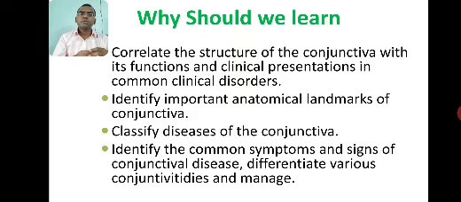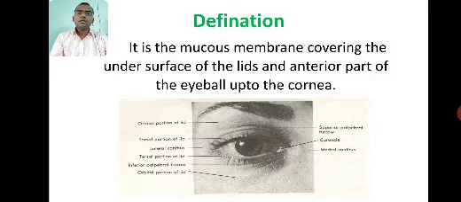We will start with the definition of the conjunctiva. While studying the anatomy of the eyeball, we discussed the definition, so we will repeat it once again. The conjunctiva is a highly vascular structure. It is translucent and covers the eyeball anteriorly and the eyelids posteriorly.